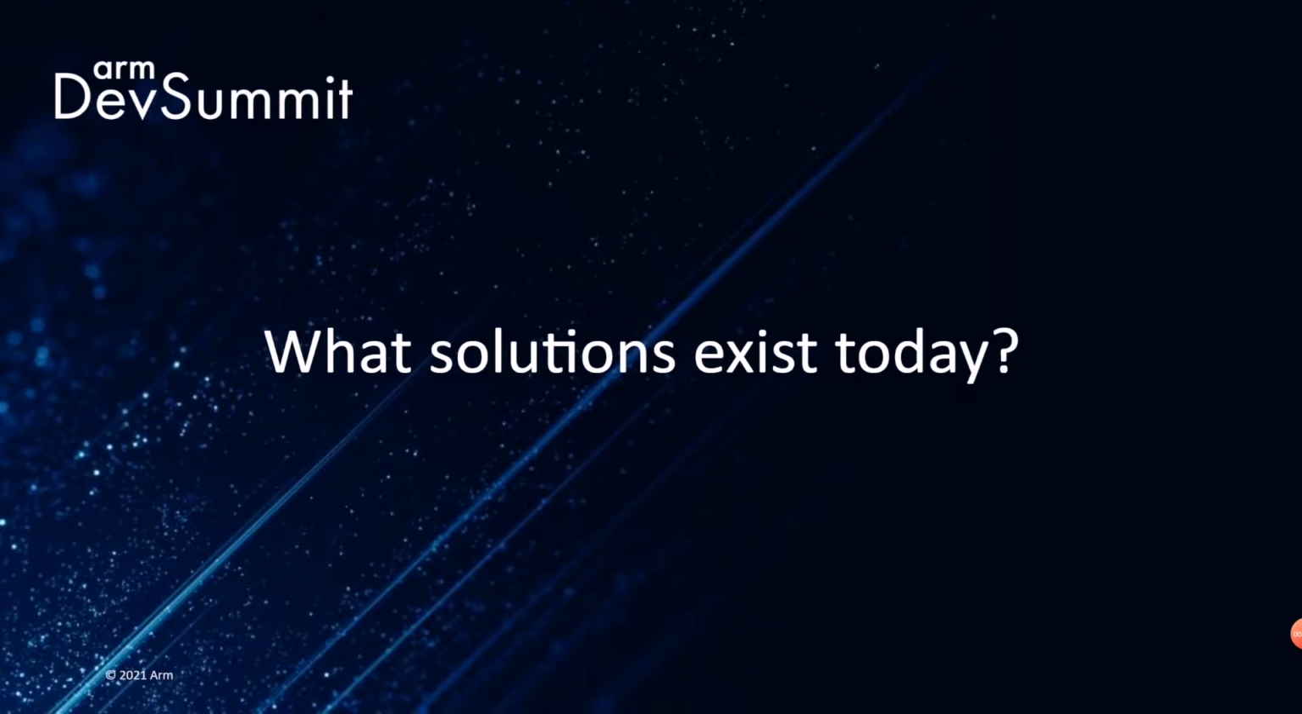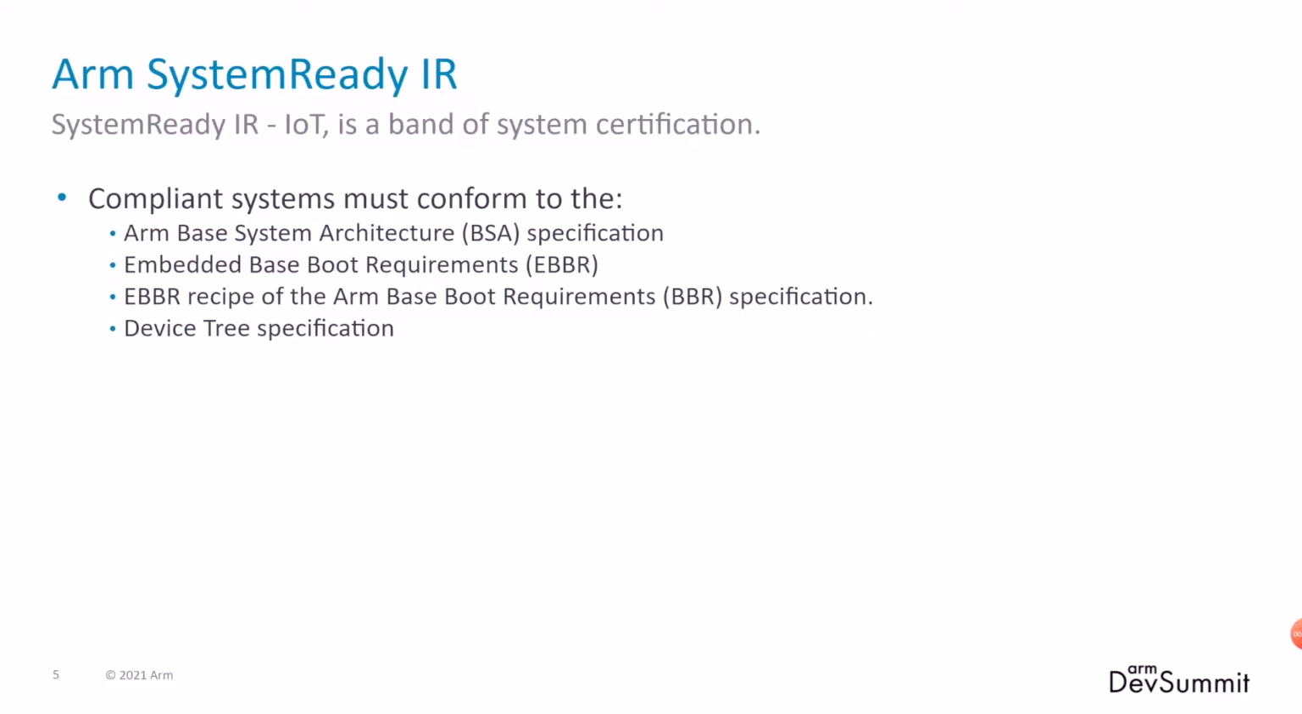So how are we going to get there? Well, we should probably talk about what solutions exist today. So let's look at ARM SystemReady IR. If you're not familiar with ARM SystemReady IR, it's a band of system certification. So it's a set of these four different components that makes you compliant to SystemReady IR. The first one is the ARM-based system architecture. The second one is the embedded base boot requirements, EBBR. This will come up a lot. And then a specific recipe of EBBR in the ARM-based boot requirement specification. And of course device tree. So those kind of things will get you into this realm of SystemReady IR.